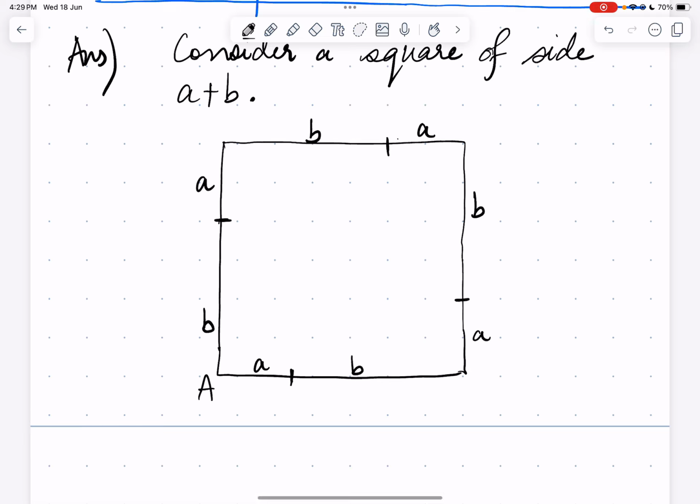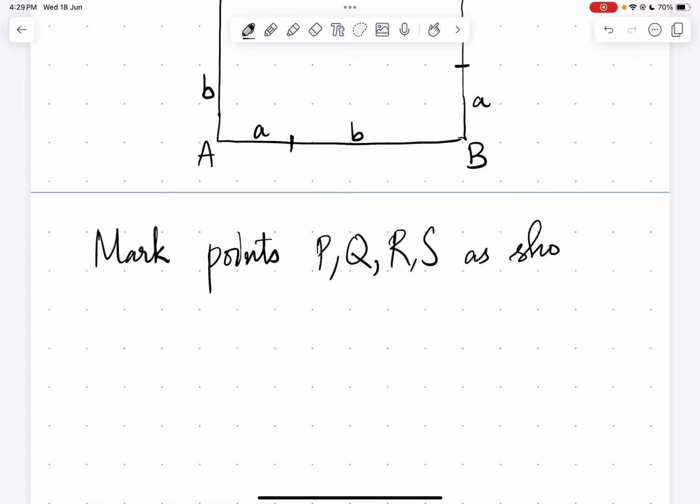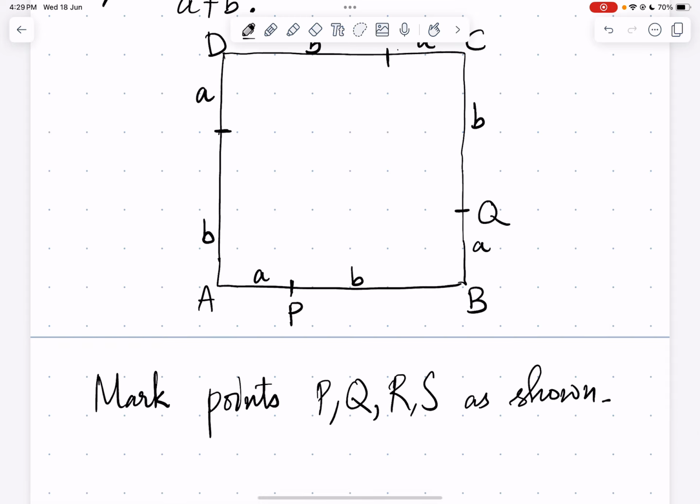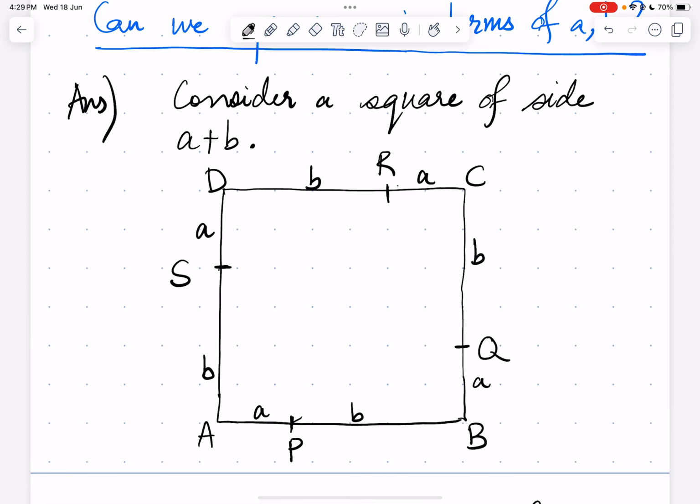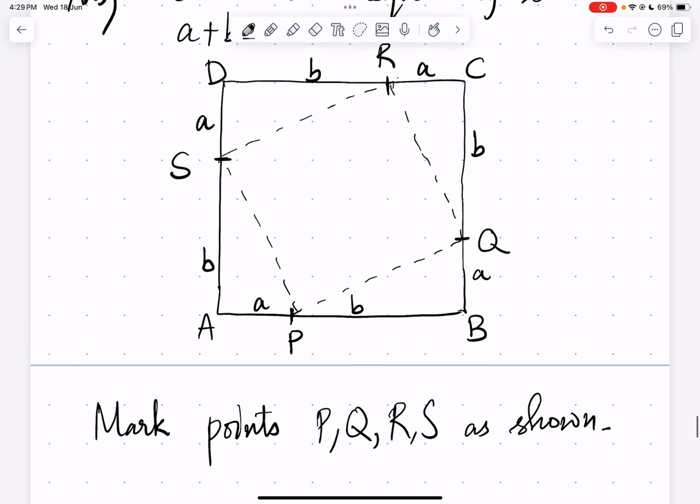So you have a square of side length A plus B, and you mark points PQRS as shown. The points PQRS are chosen such that each side gets divided into portions of length A and B. So you have a segment of length A, a segment of length B, then a segment of length A, a segment of length B, and so on. So you get this diagram, right?